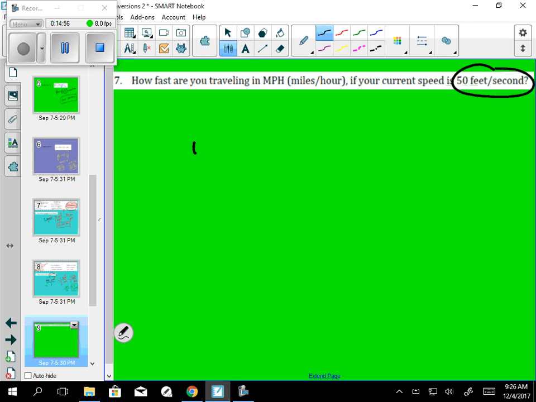This is what we know. 50 feet per second means per 1 second here. We're going 50 feet every 1 second. Now after this, we want to do conversions, okay? So let's start with feet to miles. How many feet are in a mile? Well, from our last thing, we know it's 5,280.